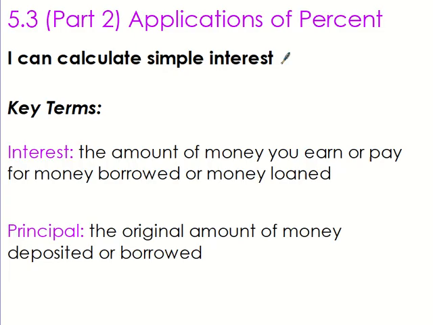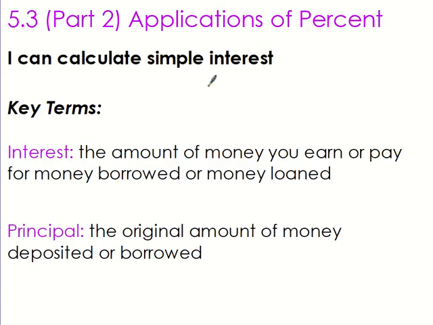So interest is the amount of money you earn or pay for money borrowed or money loaned. So when you go to a bank and you want to borrow money, they make you pay what's called interest. It's like rent on the money. So you get the money, but you also then have to pay that money back, and then you have to pay interest, rent on the money.